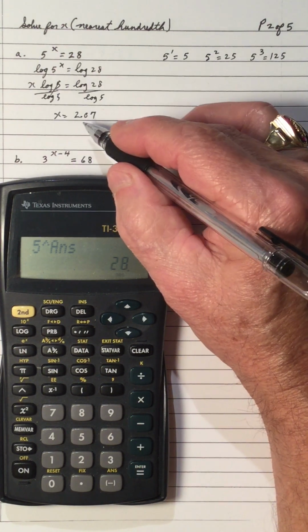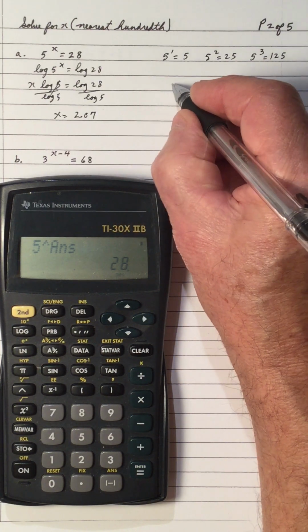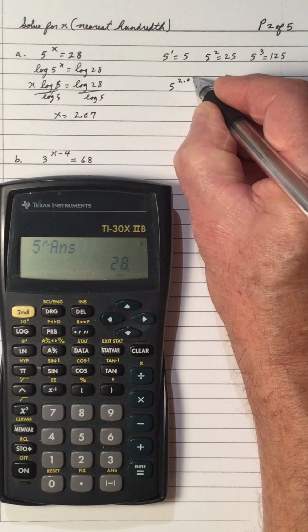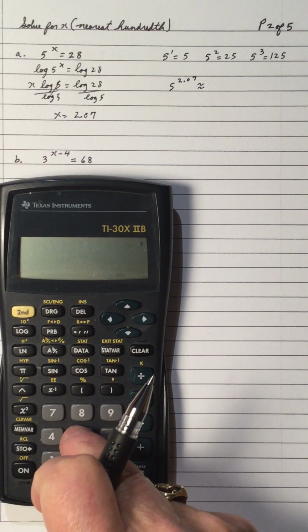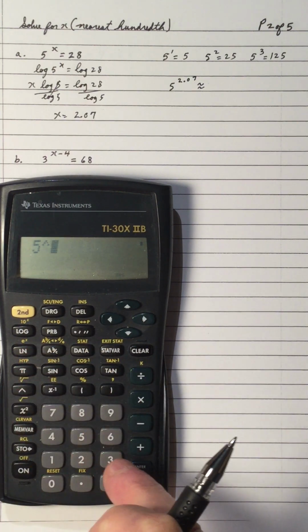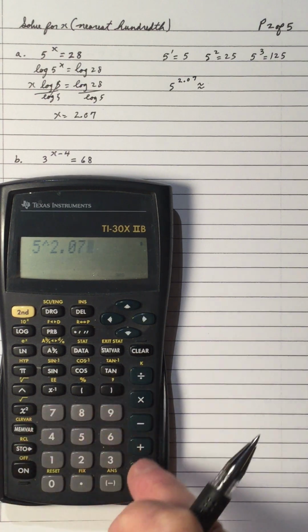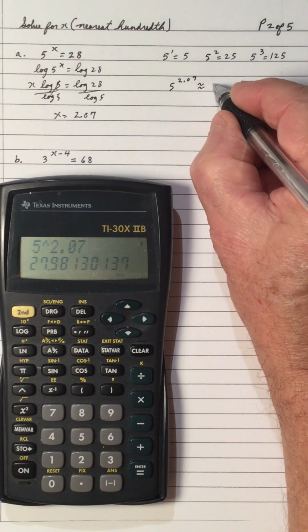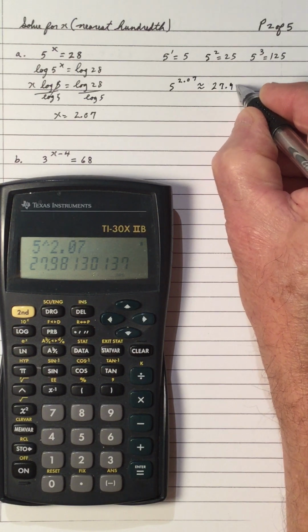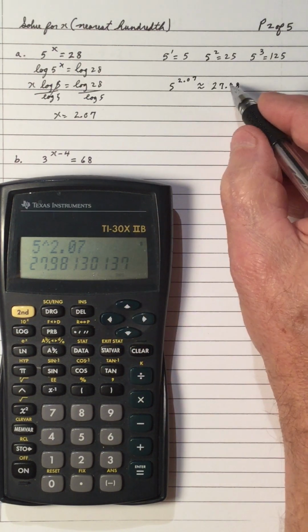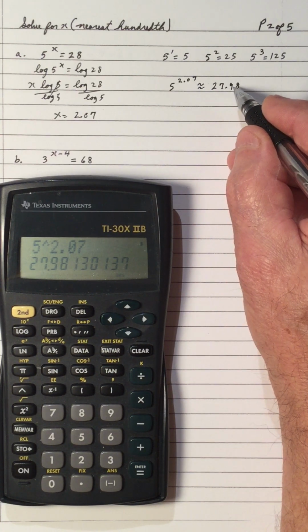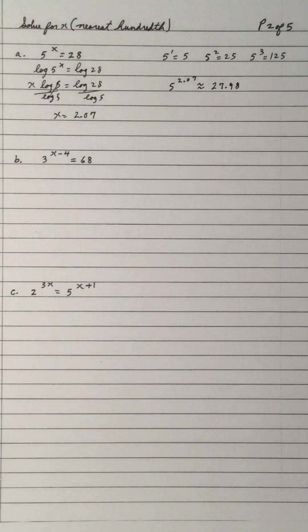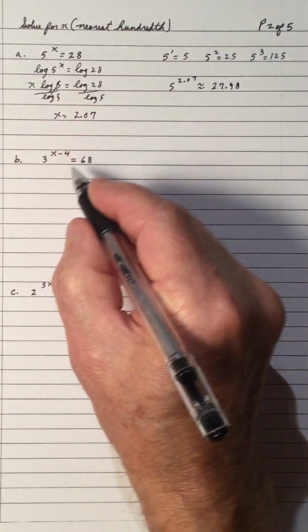But because we rounded to 2.07, 5 to the 2.07 is going to be approximate, not exactly 28. So let's see. 5, power button, 2.07 should give me close to 28. It's 27.9813, so it's close to 28, because we rounded 2.07 off to the hundredths. So that's one. Notice we have the x's in the exponent, so we have to do the log of each side.